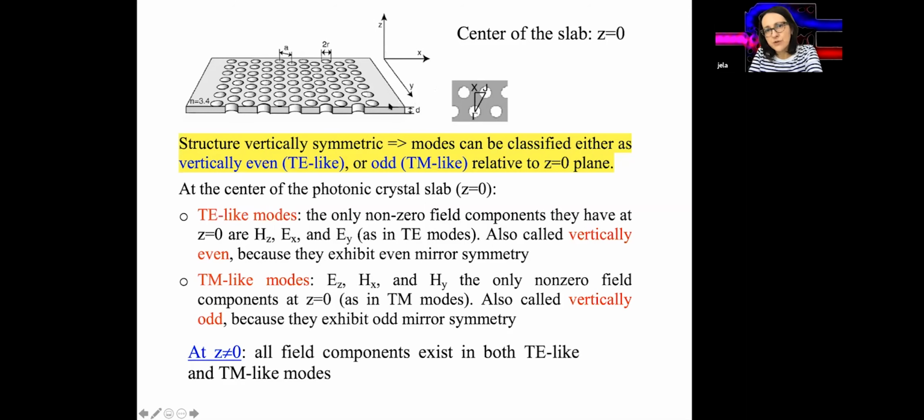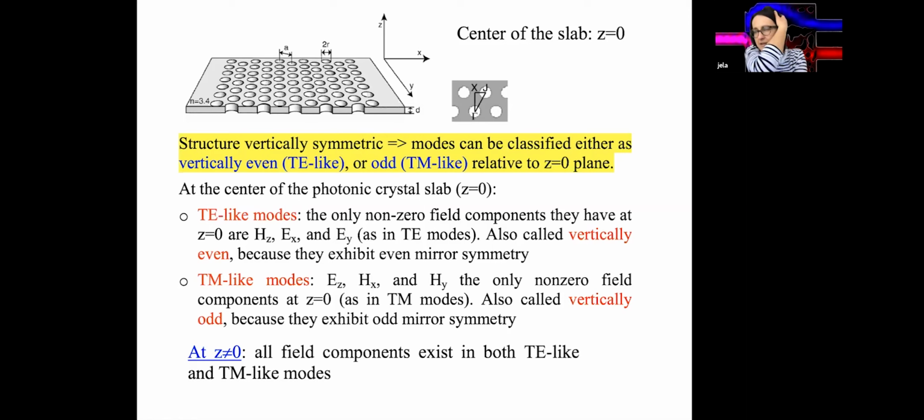Only in the Z equal to 0 plane, for TE-like modes, will you have the electric field having only X and Y components and 0 Z component, right? But as long as you move from the Z equal to 0 plane, you have all 3 components for the electric field and all 3 components for the magnetic field. This is why it's called TE-like and TM-like, right? Because it's TE or TM only at the central plane. Is that making sense?